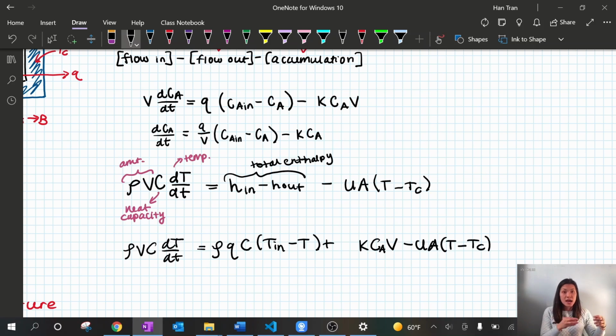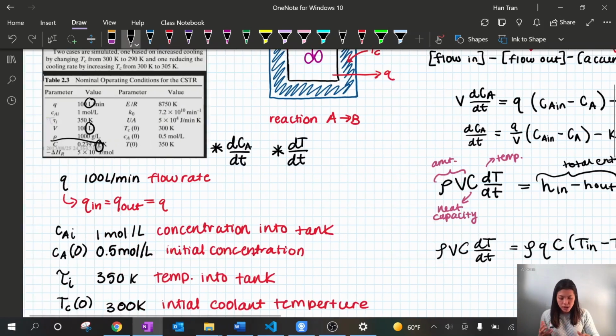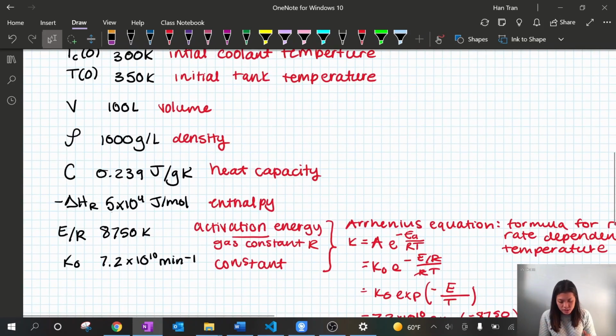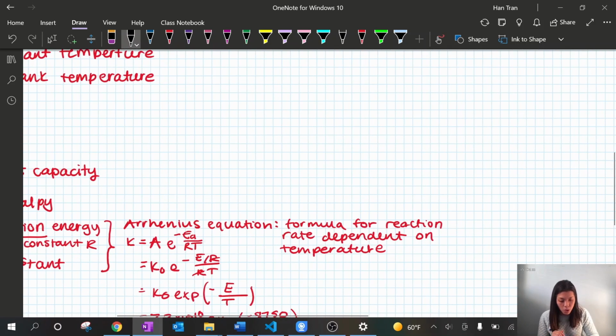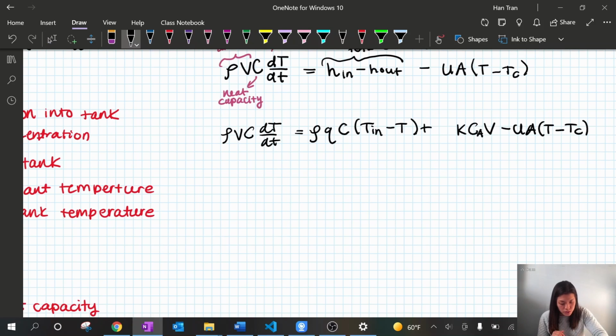And so this is the reaction rate, but we also have the energy change due to the reaction, and that's given as a parameter. We are given the enthalpy, that is 5 times 10 to the 4th joules per mole. So that is all multiplied by the enthalpy of the reaction, and so that actually accounts for the temperature change.